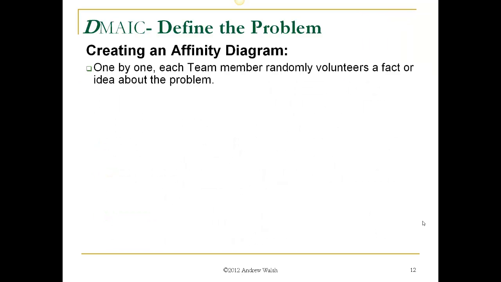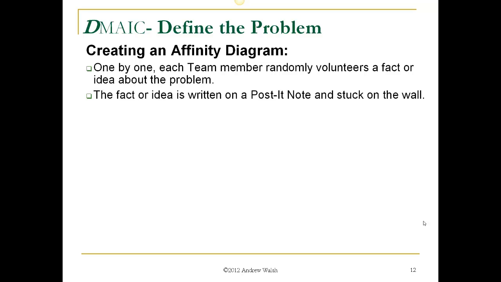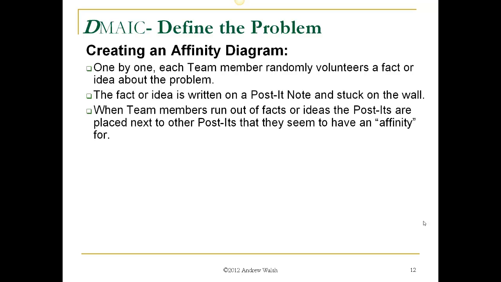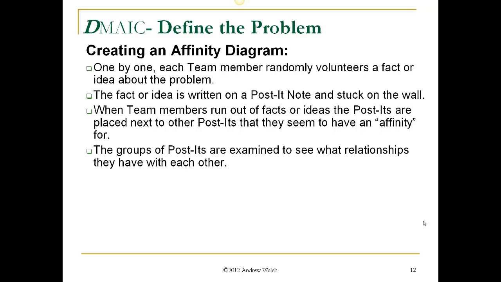Creating an affinity diagram. One by one, each team member randomly volunteers a fact or idea about the problem. The fact or idea is written on a post-it note and stuck on the wall. When team members run out of facts or ideas, the post-it notes are placed next to other post-it notes that they seem to have an affinity for. The groups of post-it notes are examined to see what relationships they have with each other.